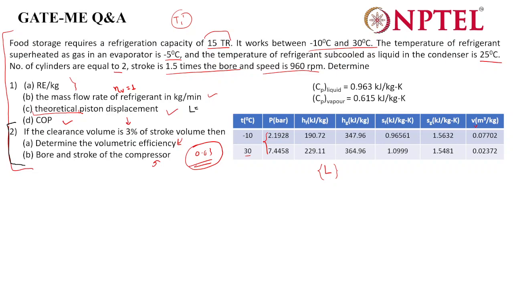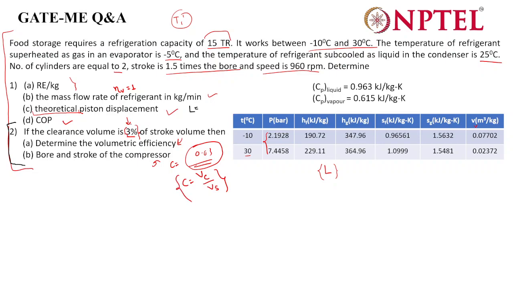And here the clearance volume is 3% of the stroke volume. What is the meaning of this? Clearance ratio C is given, right? What is the C?